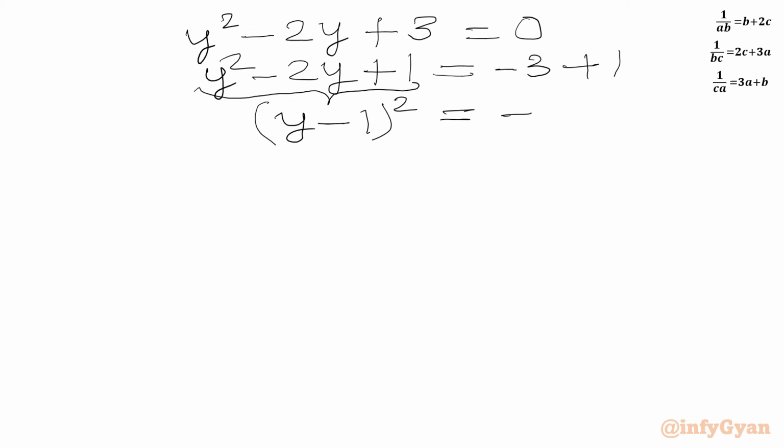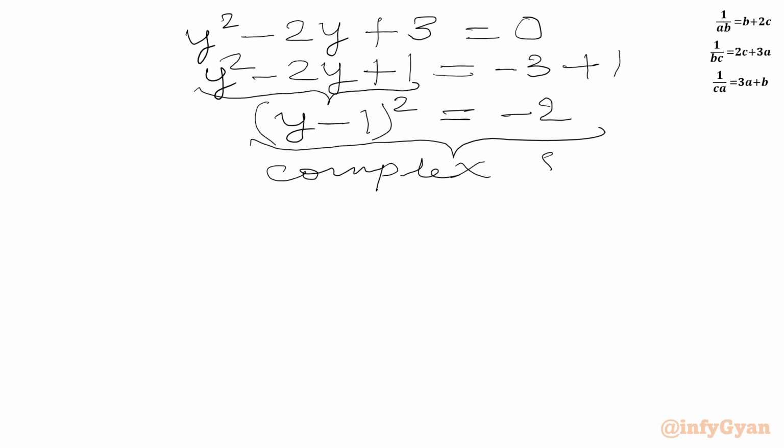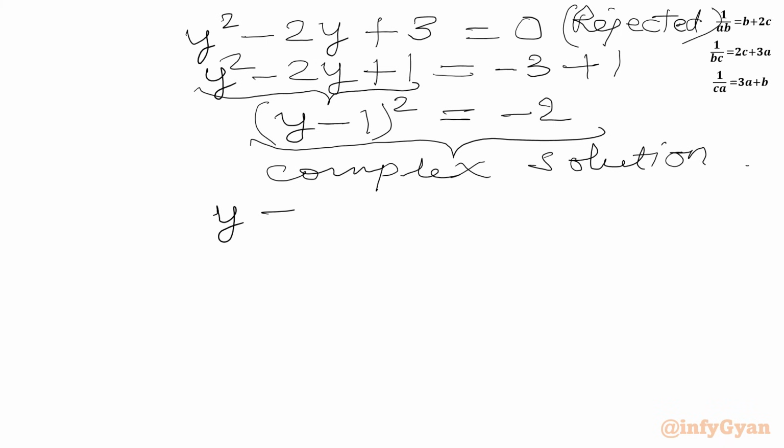RHS is negative. If a square is negative, we are going to get complex solutions. So easily we can reject our quadratic equation in y. So this equation will be rejected. So the only real solution is y equal to 4.